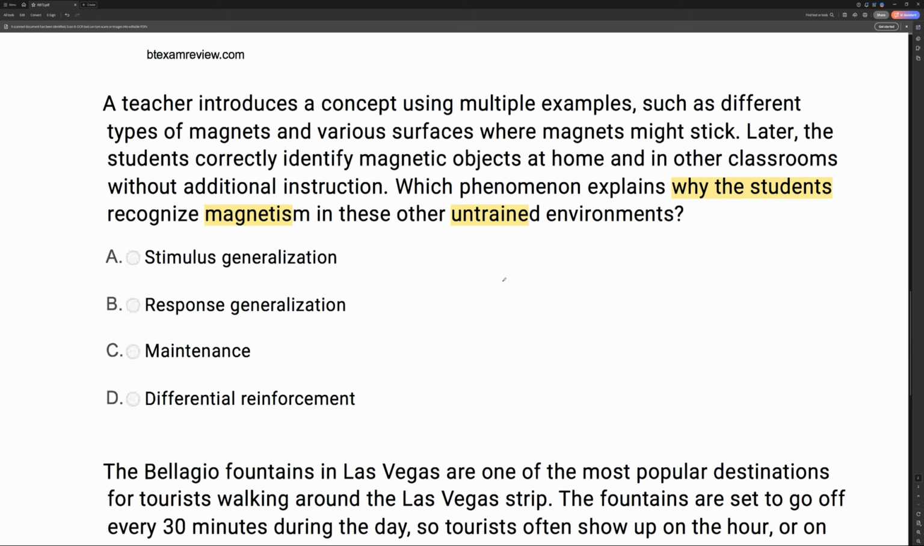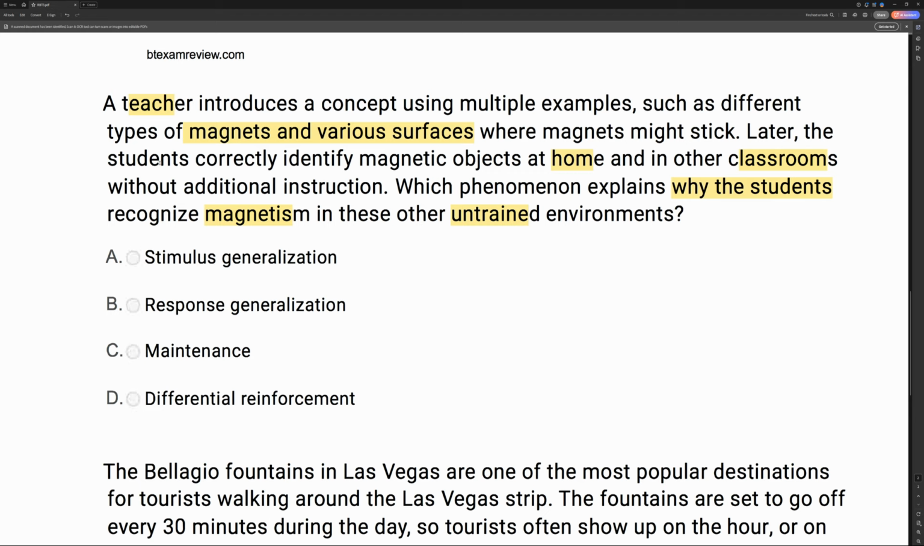How are they able to identify these different stimuli? Because they were taught different types of magnets and surfaces by their teacher. And then when they go home in other classrooms, they can still do that. So, one, they're generalizing, right? But what type of generalization is occurring? A stimulus generalization. Stimulus generalization is where a response occurs in the presence of multiple stimuli. We're able to generalize a response to multiple stimuli and situations. And that's what's happening here.